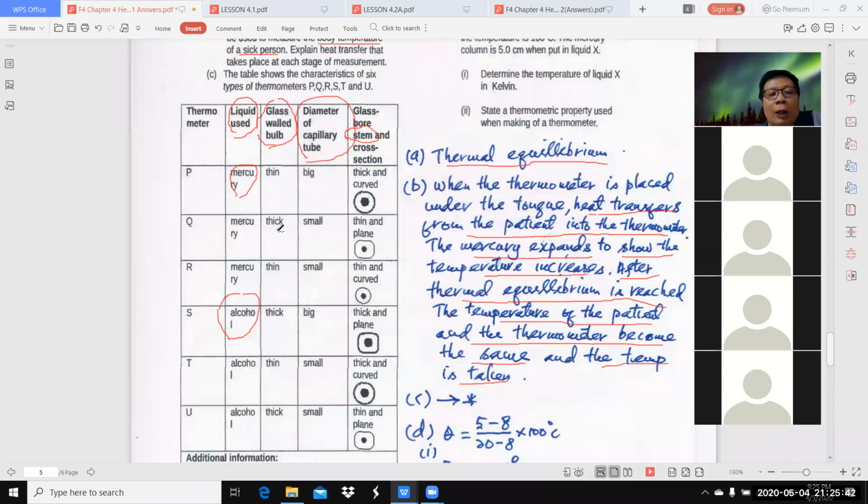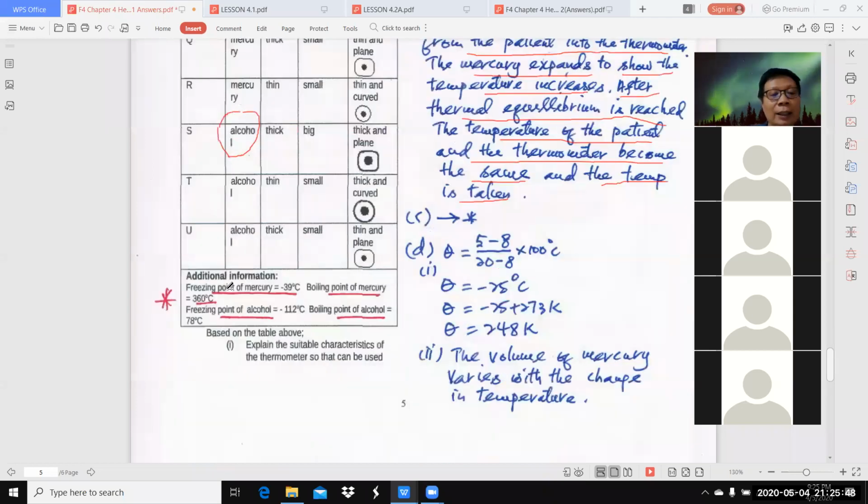So there's a little bit you need to read here. Additional information given in the question: the freezing point of mercury is -39. The mercury will freeze when the temperature is -39, whereas the boiling point of mercury is 360, which is high. The freezing point of alcohol is lower, -112. You must have this low temperature, -112, then the alcohol will freeze. Whereas the boiling point of alcohol, 78, is a bit low.